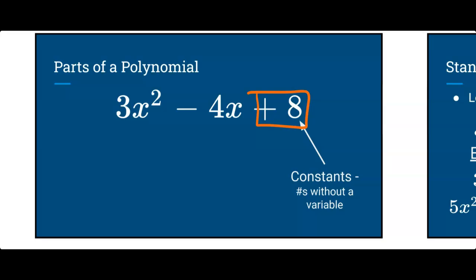Whereas 3 and -4, their values are going to change based on whatever x is, because they're going to get multiplied by x. So that gives you more of a reason why that 8 is constant. Because it doesn't have a variable, it'll stay the same value.